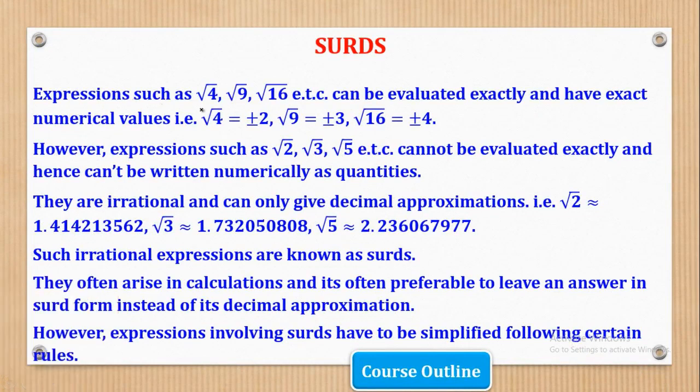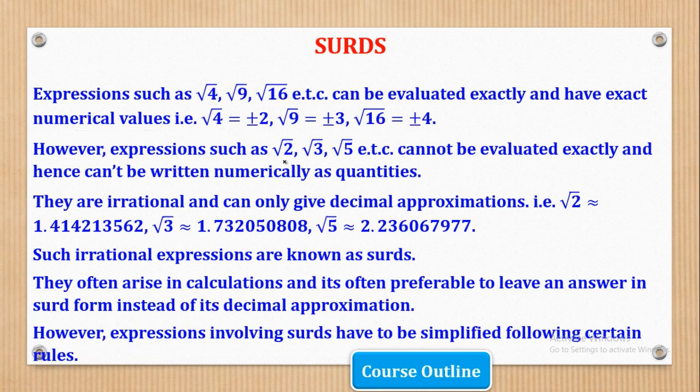Expressions such as root of 4, root of 9, root of 16 and so on can be evaluated exactly and have exact numerical values. For example, square root of 4 is plus or minus 2, square root of 9 is plus or minus 3, square root of 16 is plus or minus 4 and so on.